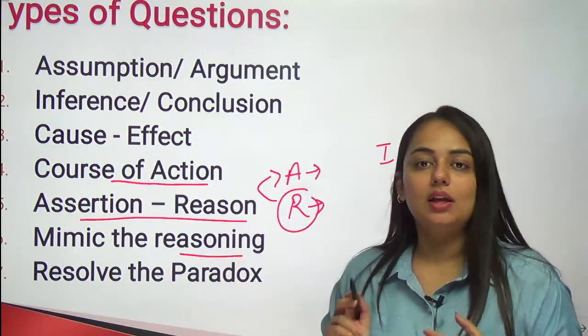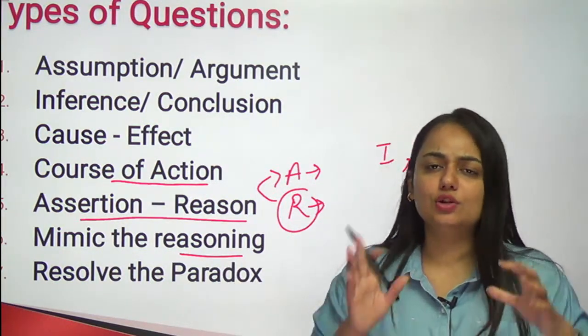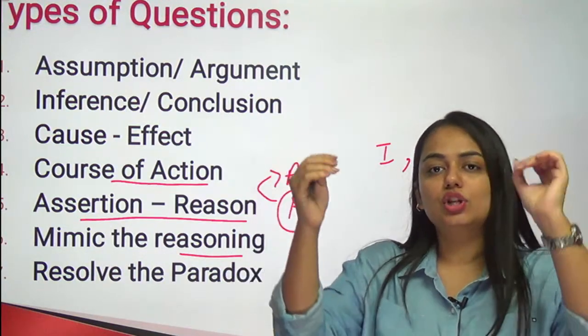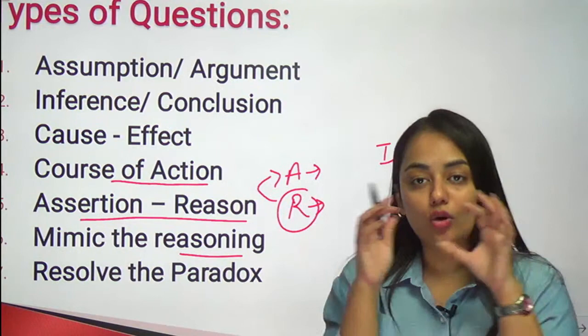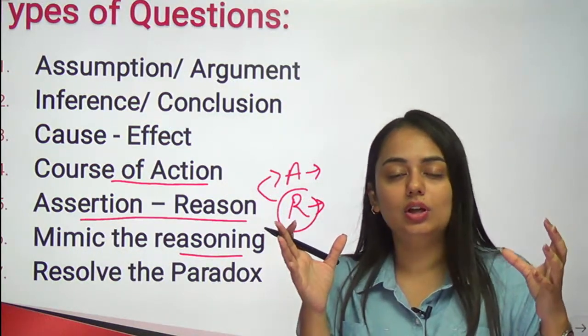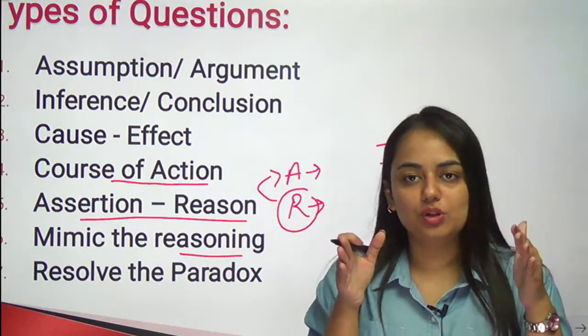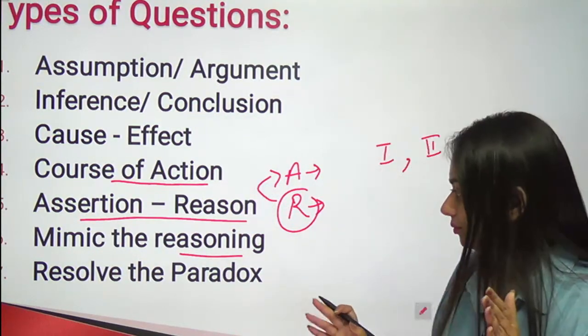Next is mimic the reasoning. In mimic the reasoning, you simply have to imitate the reasoning that is given in the question. So try to use variables and decode the structure given in the question, and in the same structure try to fit each and every option. Whichever option fits well will be your right answer.